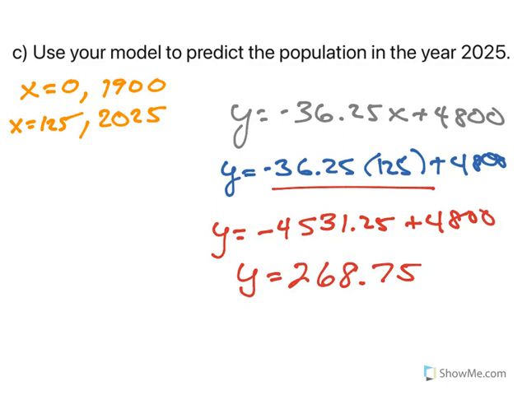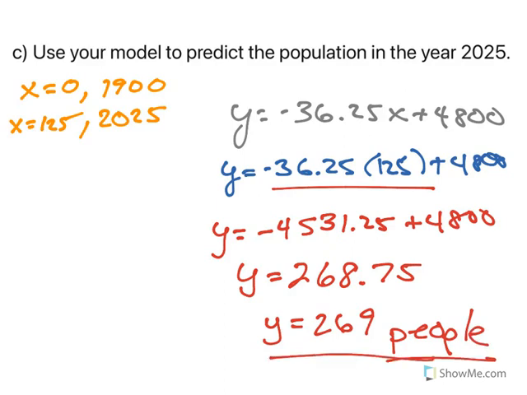And when I add those, I end up with 268.75. But remember that y's represent people, so we're going to have to round this to 269 because you can't have a partial person. You just can't. So 269 people. That's how many we would expect if this trend continues in the year 2025. We can use linear models to predict.